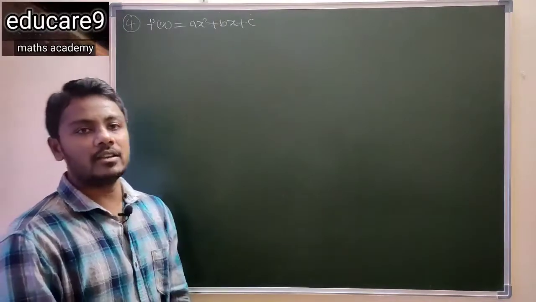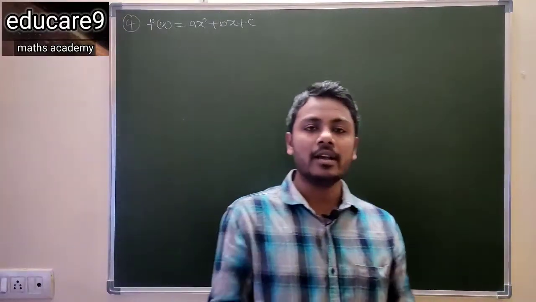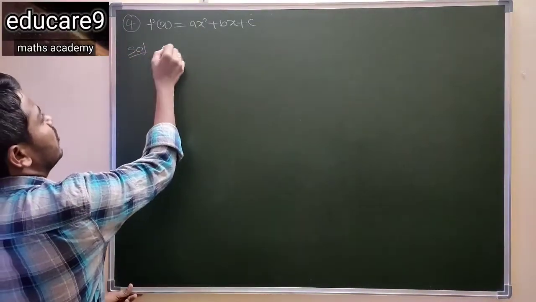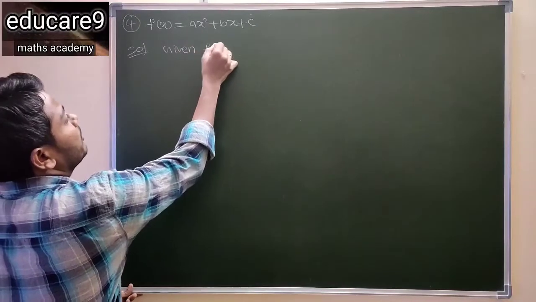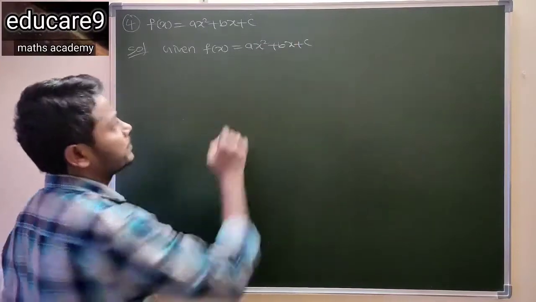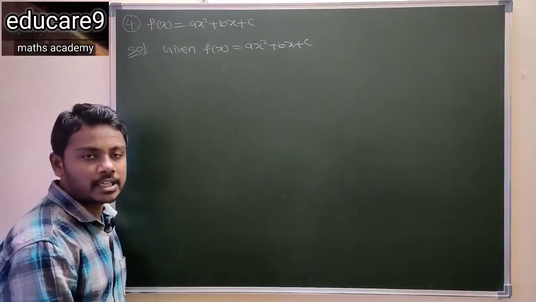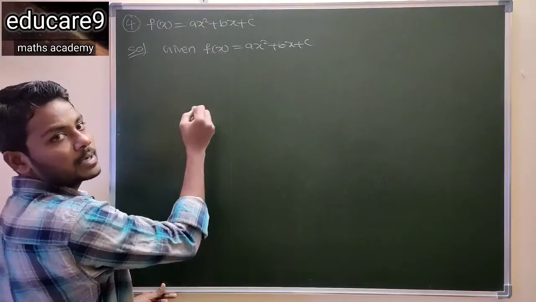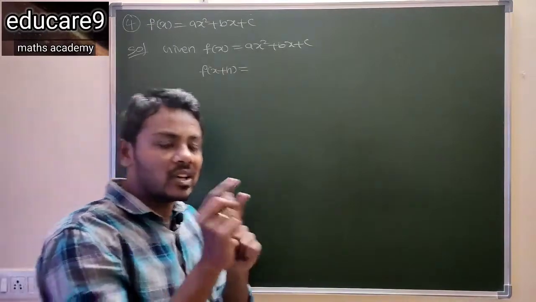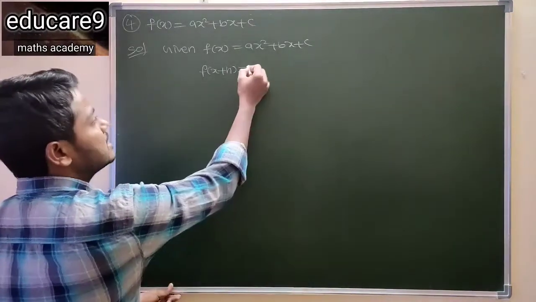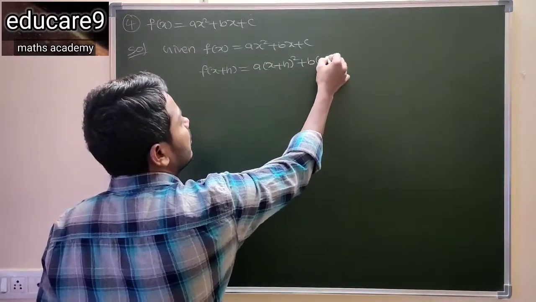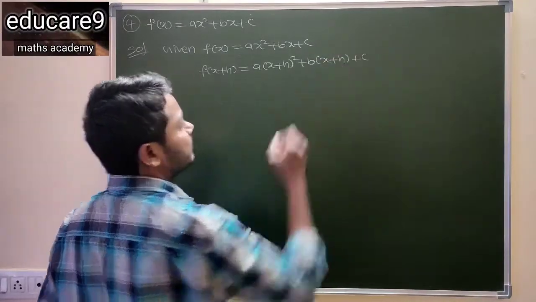Okay. So next, the fourth one. f of x is given. Then find the derivative of the given function by using first principle. See here, the given function is f of x is equal to ax square plus bx plus c. Now you need to find f of x plus h. So replace x by x plus h. So f of x plus h is equal to a into x plus h whole square plus b into x plus h plus c.